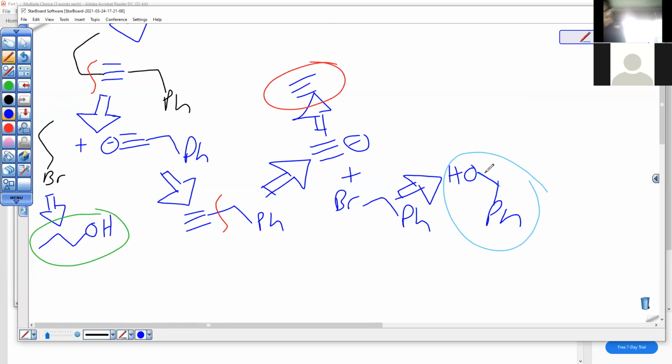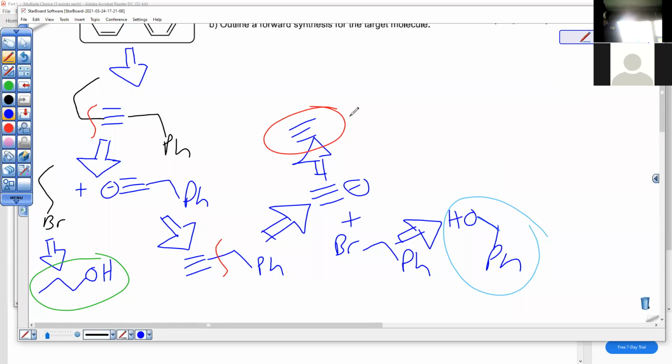Nice. Okay, forward synthesis time. You started here. You made a C triple C minus. Let's do it. Go purple. H minus. Use it every time if you want. C triple C minus. What's it going to react with? C triple C minus is going to react with benzyl bromide. You haven't made that yet. You better make it first.